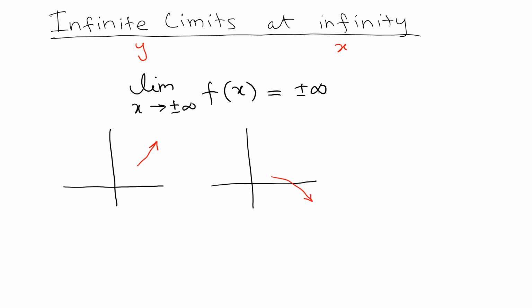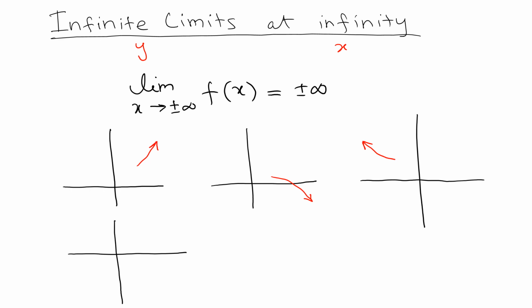Then we have the third case, x goes to negative infinity, y goes to positive infinity. And the fourth case is when x goes to negative infinity, y goes to negative infinity. So those are the four different cases that can happen in this situation. Let's look at several examples here. You can see that x gets infinitely large, and then also y gets infinitely large.